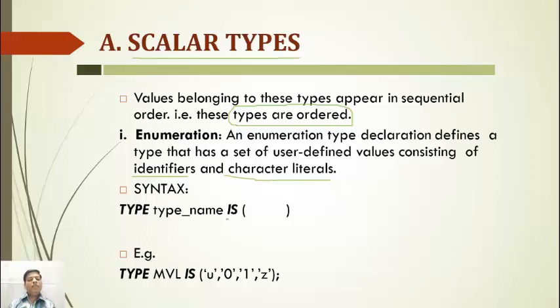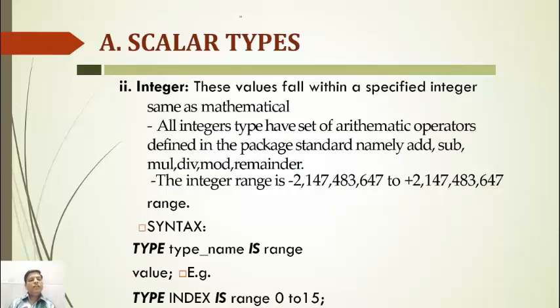Type_name is, with opening and closing brackets, means whatever the content must be there. For that, an example: type MVL is (U, 0, 1, Z). So these are the unsigned, weak 0, high value. Then second, integer. These values fall within a specified integer range, same as mathematical.